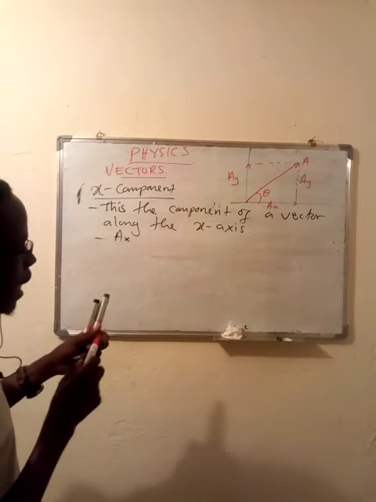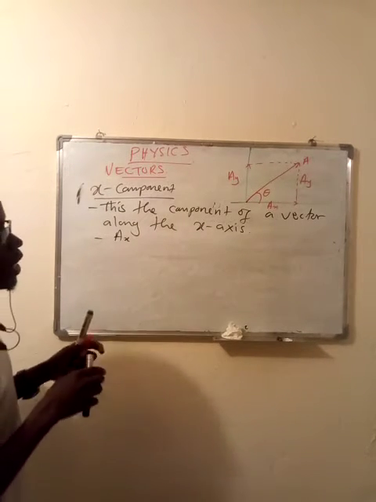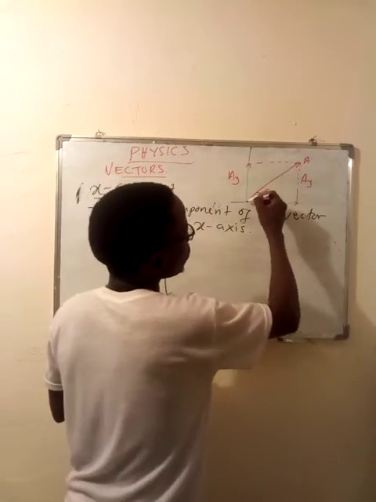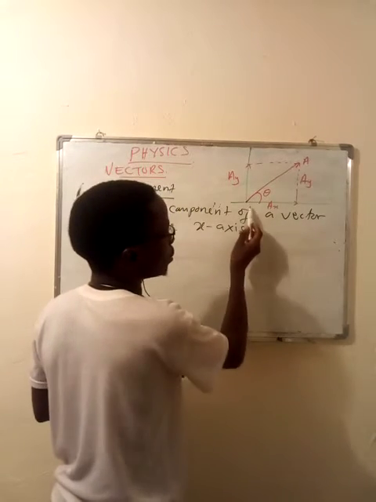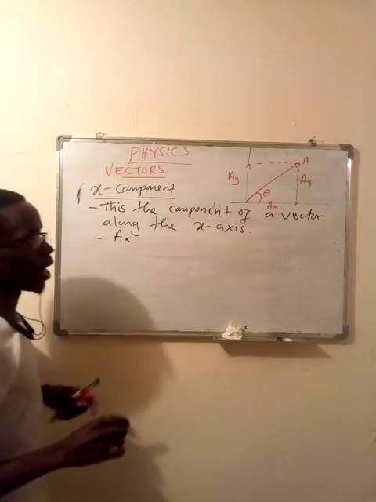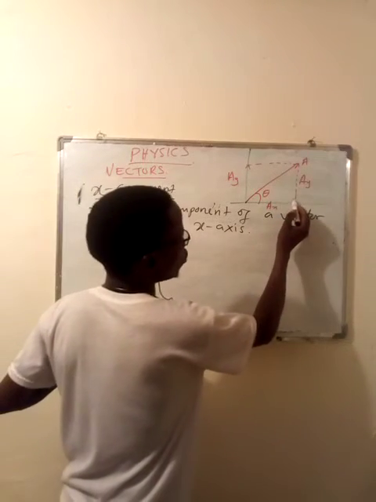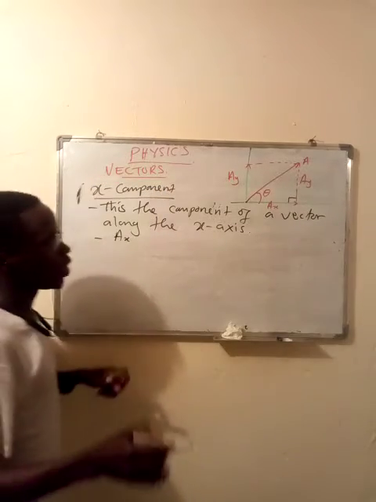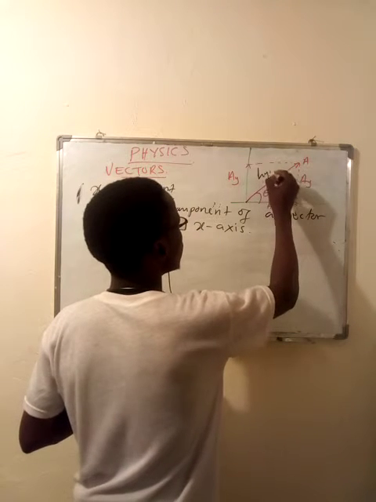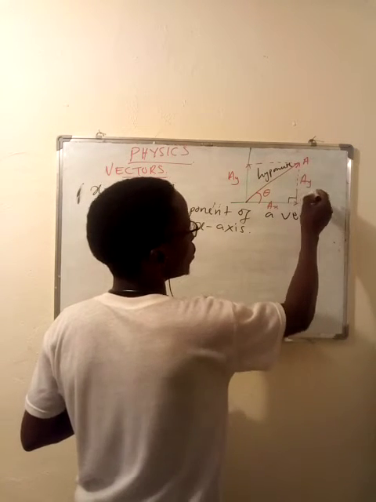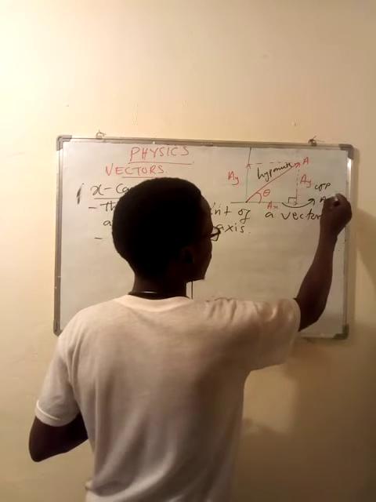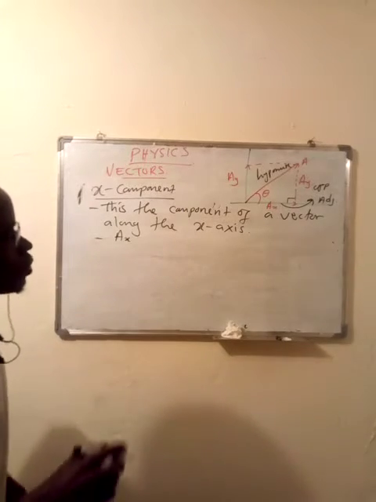Okay, so what is AX? How are we going to find AX now? Remember, this is our A, the distance from there to there, that is A. The distance from there to there, that is AX, then from there to there, that is AY. Now you can see that you have a right angle triangle there, and then you have your angle there. So this is the hypotenuse, this is the opposite, and this one here is the what? The adjacent.